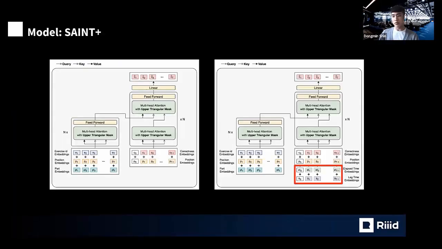And based on these related works, I propose SAINT+. SAINT+ is a model that integrates time-related features into SAINT. On top of SAINT, I added the sum of two temporal feature embeddings to the decoder. One is elapsed time embedding in a continuous fashion, and the other is lag time embedding in a categorical fashion.